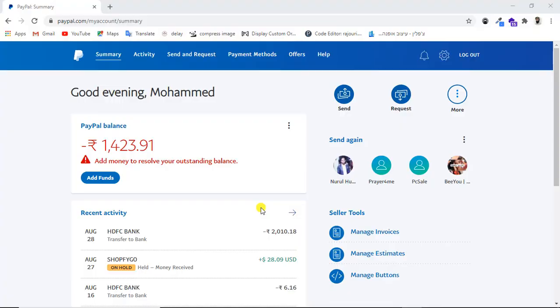Hi guys, in this video I am going to show you how you can solve the error "Add money to resolve your outstanding balance." This means that PayPal is asking you to add the amount from your bank account or maybe from your credit or debit card which is linked with your PayPal account. So this is basically the amount in minus.